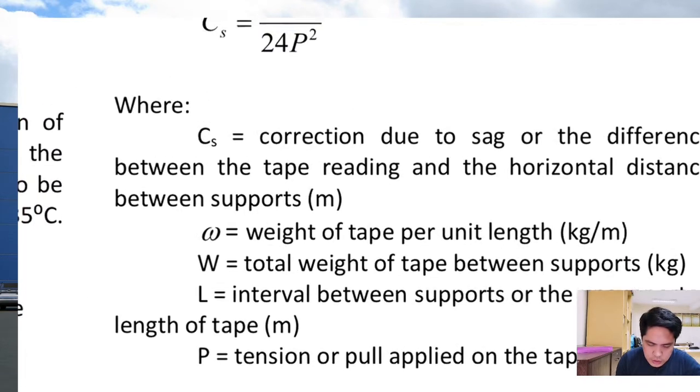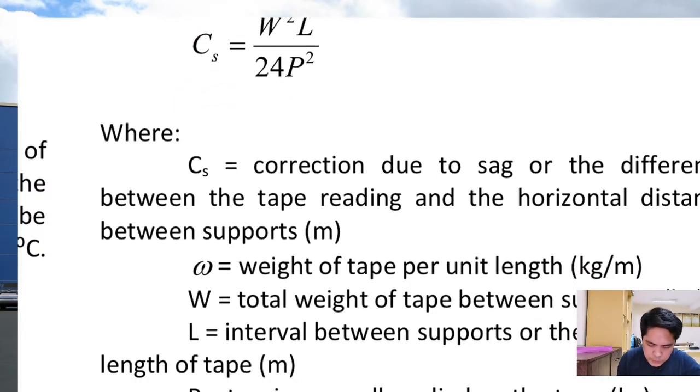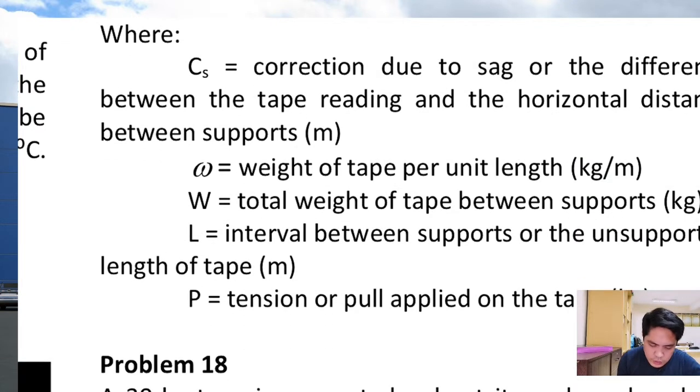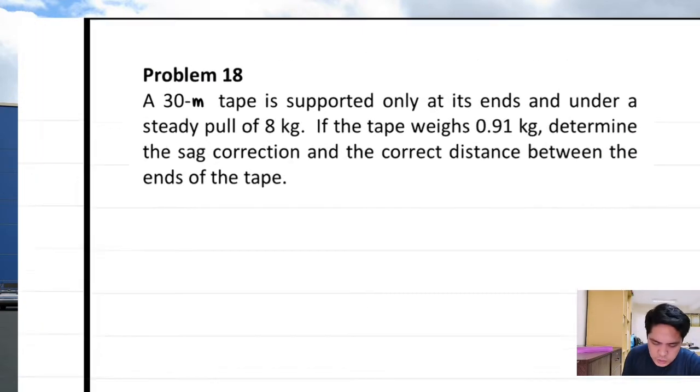Okay, so we denote the correction due to sag as C sub S. Ayun. Oh, okay. Sorry. Yung omega is the weight of the tape per unit length. Okay, so that's kilogram per meter. Okay, let's try to answer this problem.